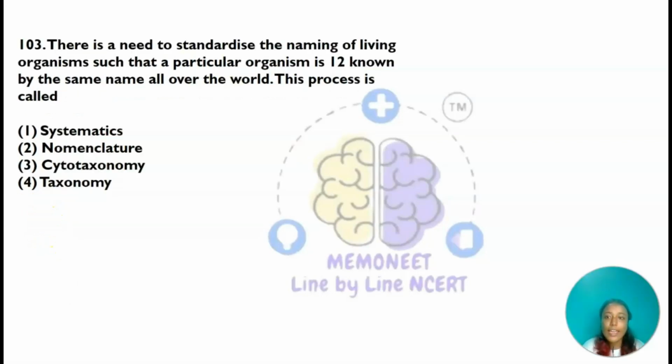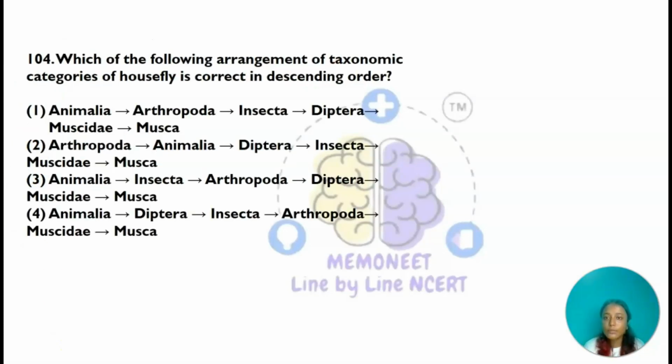There is a need to standardize the naming of organisms such that a particular organism is known by the same name all over the world. This process is known as nomenclature. Like we know, there are different parts in the world and different parts may have different names for plants and animals. So that it does not create any confusion, we have a standardized process for naming an organism, that is binomial nomenclature, in which every organism has two parts to its name. So the correct answer to this question is option 2. Let's move on to the next one.